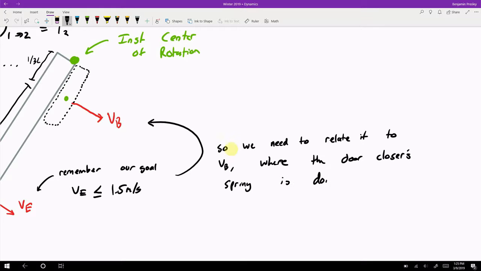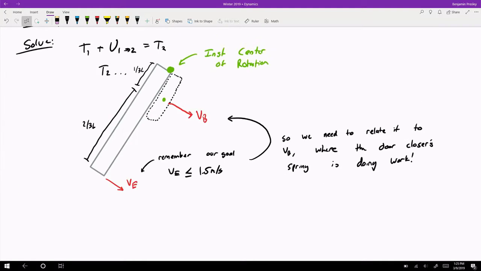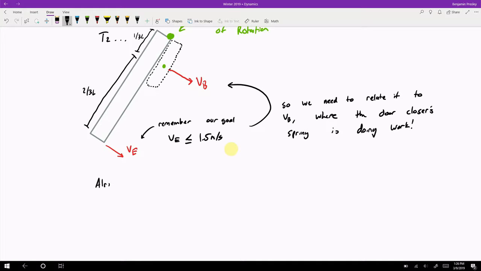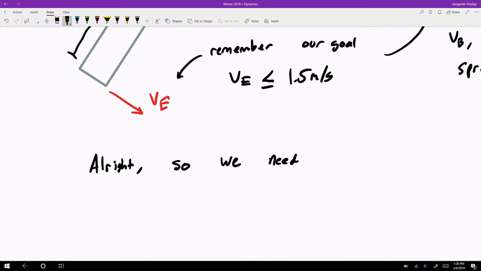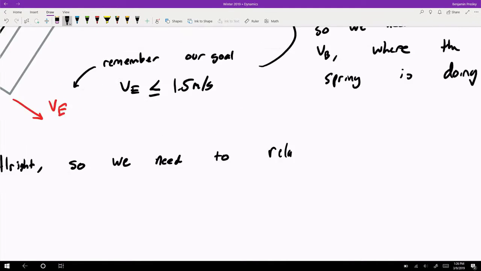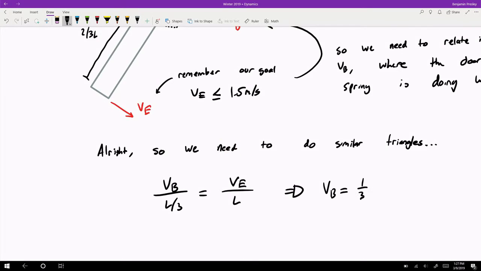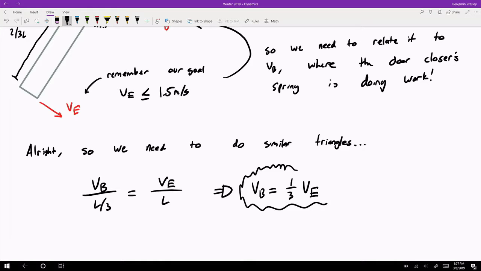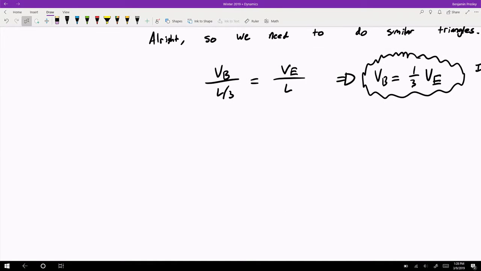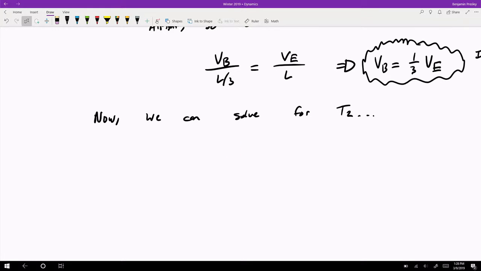So we need a way to relate VE to VB. And we are going to do this through something called similar triangles. And it's actually a really easy relation in this case. It is simply, well, let me just write it down. So we see that VB is just going to equal 1/3 of whatever VE is. Well, we know VE, that's 1.5 feet per second. So we can actually solve for the right-hand side of the equation.